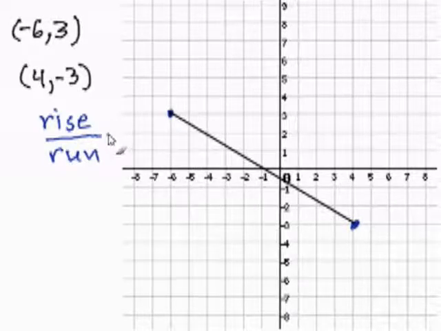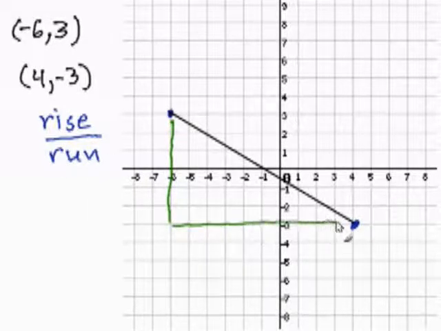So let's start with rise. Rise is the vertical distance, so we have to travel down. And run is the horizontal distance, so we have to travel to the right. Now rise is the vertical distance, and since we travel down, let's see how far we traveled. 1, 2, 3, 4, 5, 6. So we traveled -6 down. And the reason why I put -6 is we're traveling down.